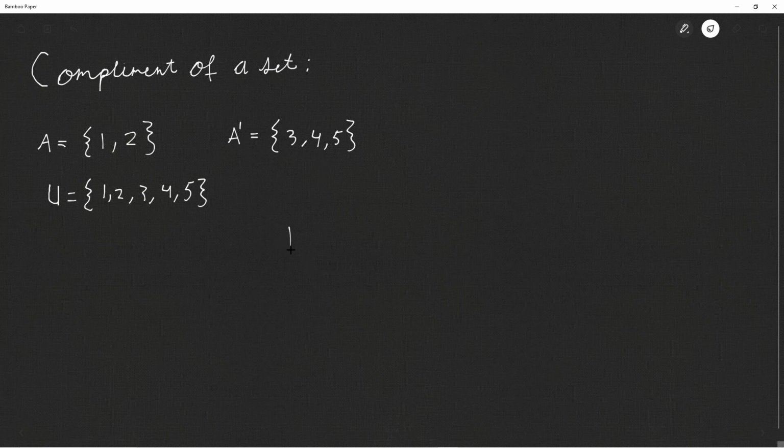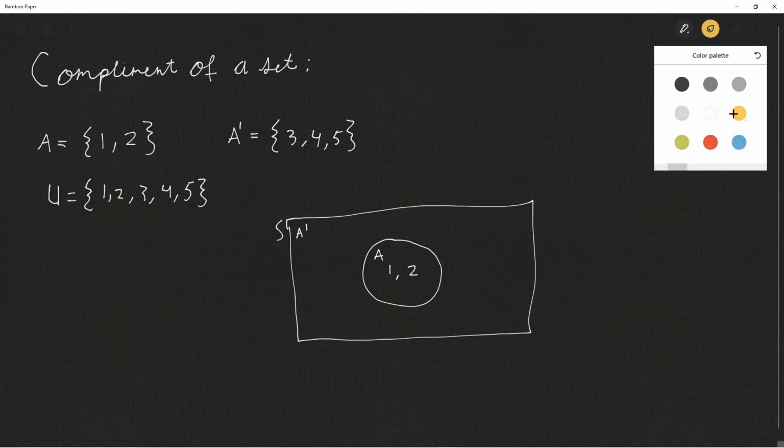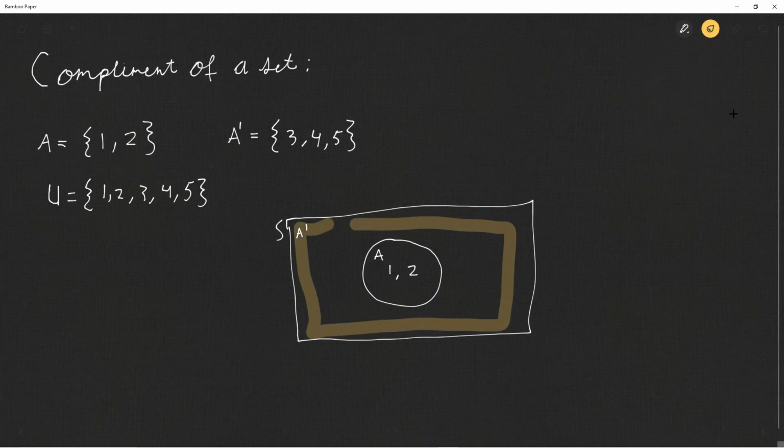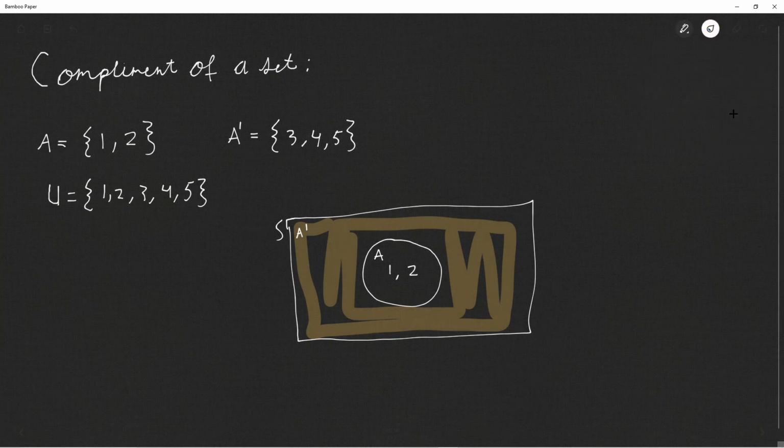And what this will look like, again, on a graph, is if we had our A here, of 1 and 2, and this was our sample space. Our A complement is just going to be anything that's outside of our A. So it's going to be anything on this outside part. So this will be 3, 4, and 5.